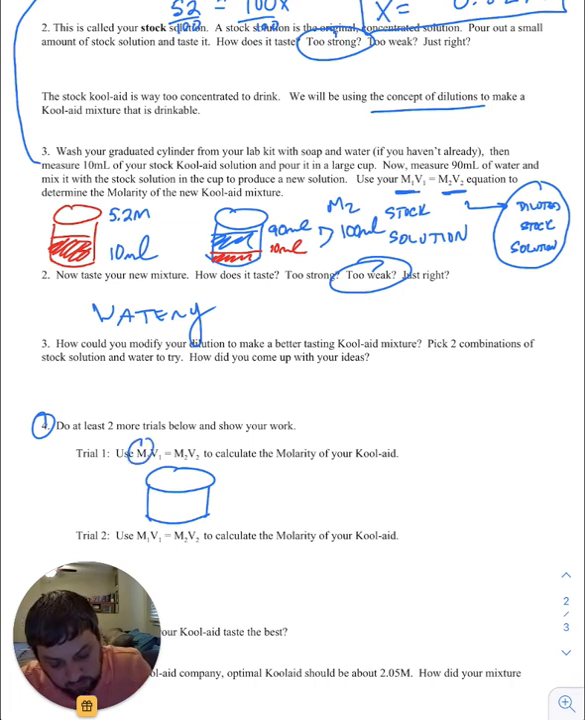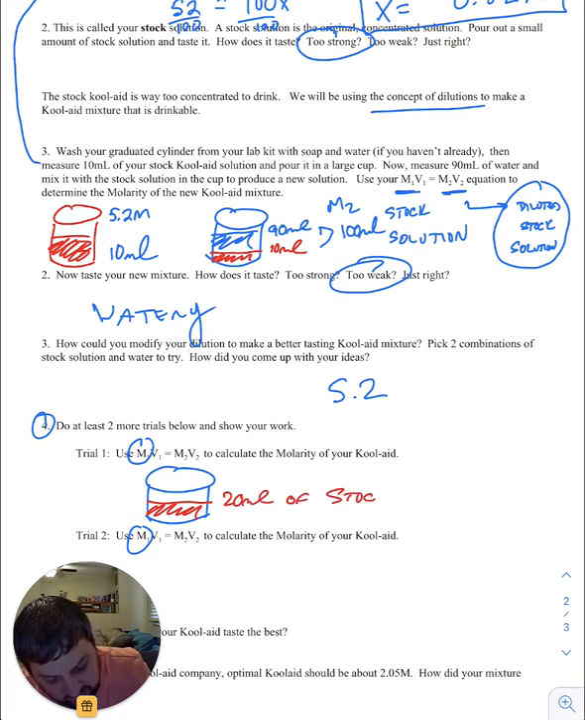Our M1 in both of these is going to be 5.2. It's what we want to water down, okay? The V1 is going to change based on how much stock solution we put in. I thought 10 milliliters of stock and 90 milliliters of water was far too weak. So what I'm going to do instead is I'm going to try to do, let's say, 20 milliliters of stock. Again, that's that first solution that you made. And instead of 90 milliliters of water, I'm only going to put 80 milliliters of water.